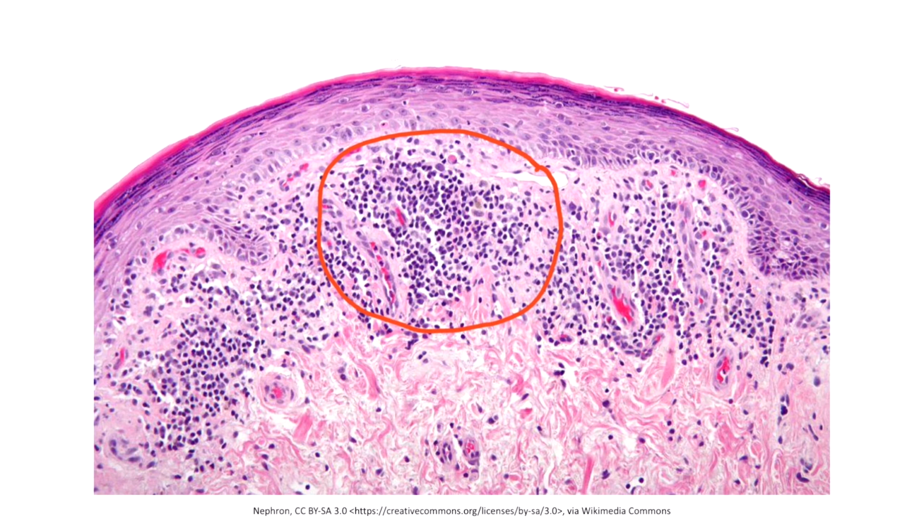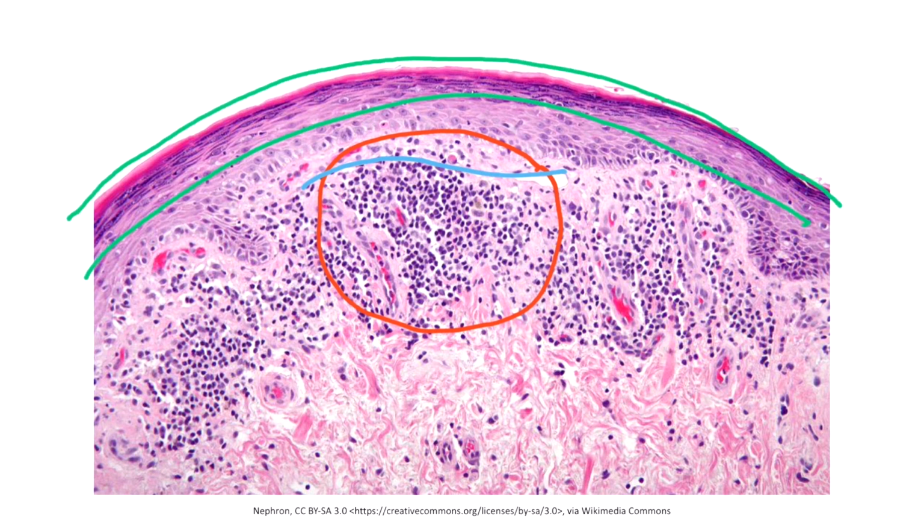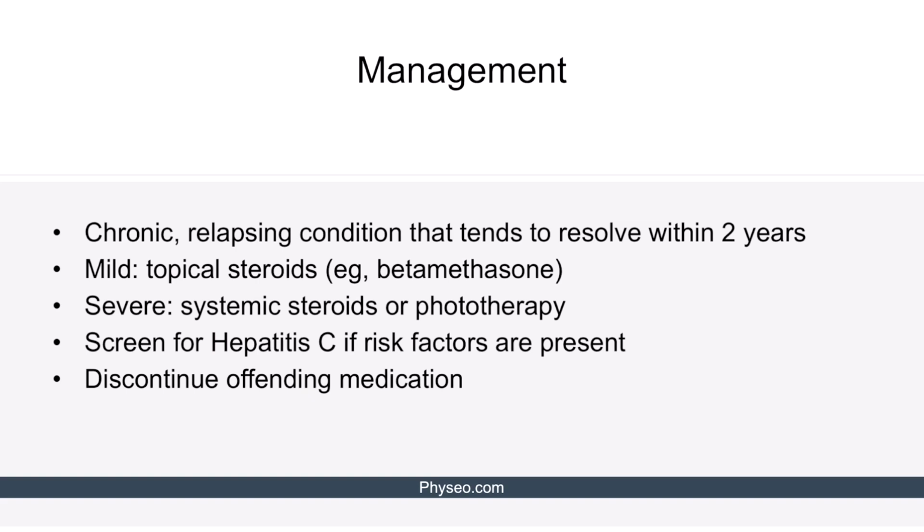Much of this will occur in the more superficial dermis near the dermal-epidermal junction. We can also appreciate hyperkeratosis in this image where the superficial skin layer has thickened. As far as management goes, this is a chronic, relapsing condition that tends to resolve within 2 years.